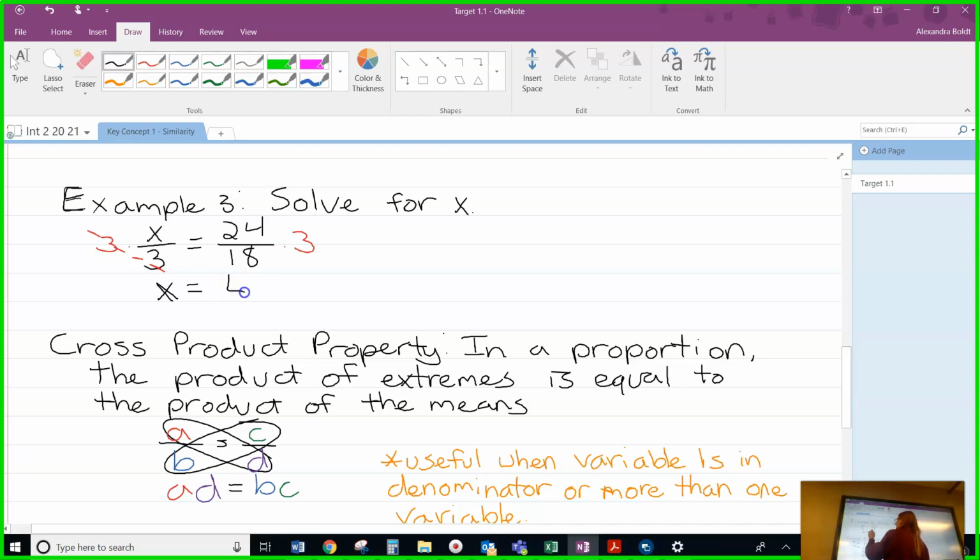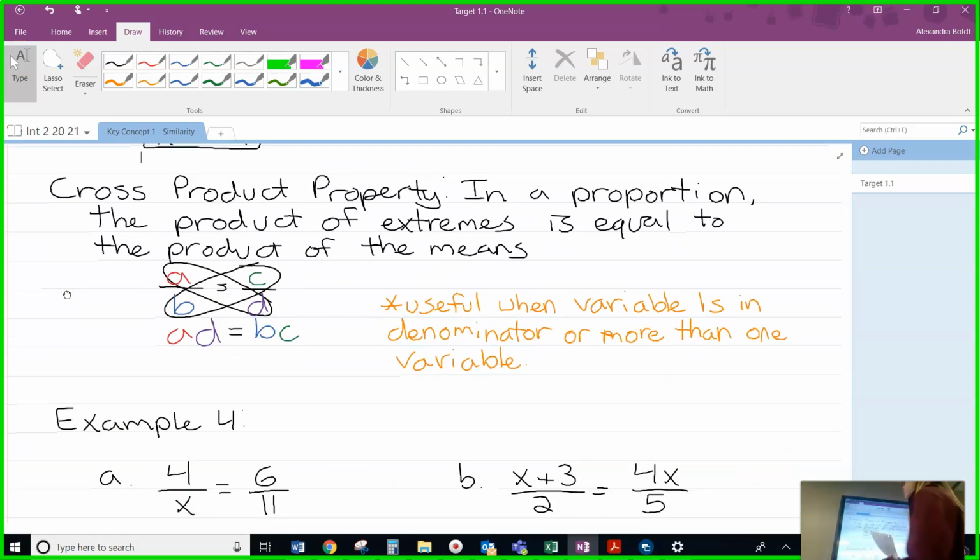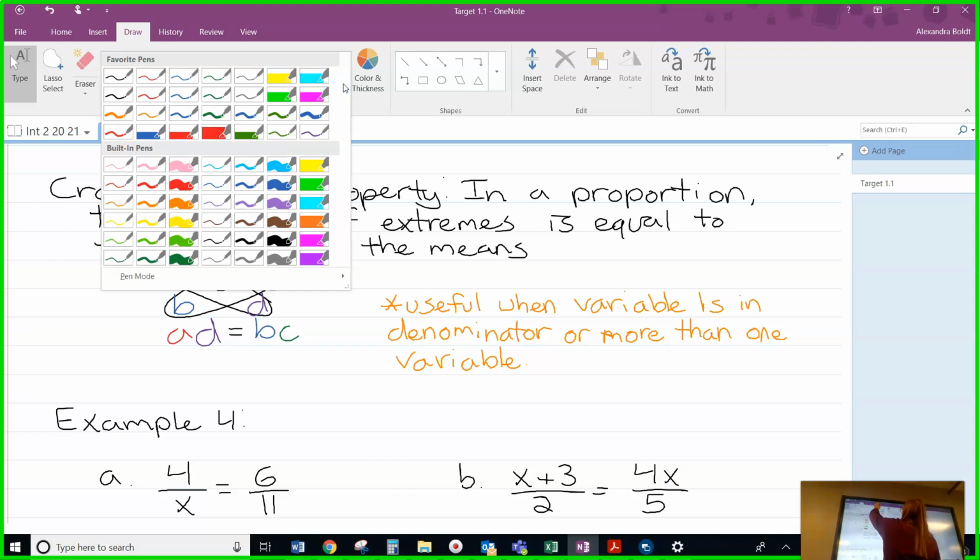So this is a proportion. This proportion is nice and easy to solve by just multiplying by 3. Not all proportions are that easy to solve, okay? So for more complicated ones, we have what we call our cross product property. That is our next definition.